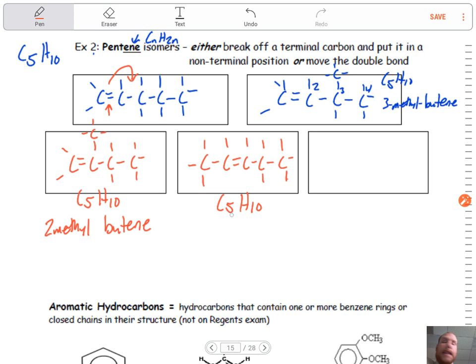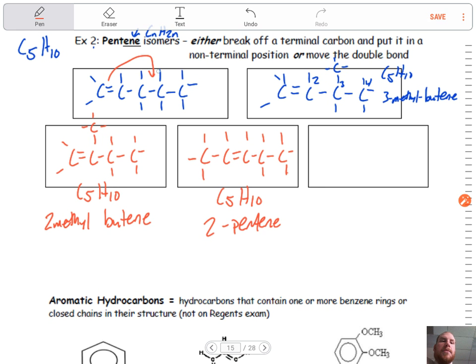So it's still going to be pentene, but now, instead of just pentene where it'd be like 1-pentene, this is going to be 2-pentene because that's where my double bond is. It's on carbon number 2. Okay? Now, if you're thinking about this, this is where you need to get creative. Kind of look at all your different possibilities. We might think, well, I could just move this here.